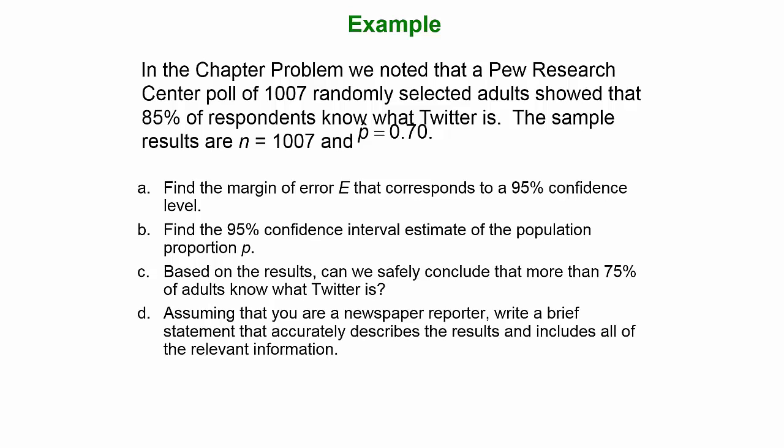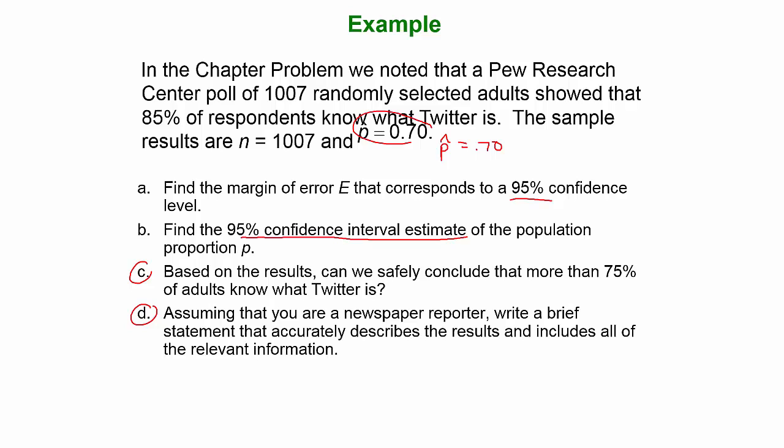Here's our first example. In the chapter problem, we noted that a Pew Research Center poll of 1,007 randomly selected adults showed that 85% of respondents know what Twitter is. The sample results are n equals 1007 and p hat equals 0.70. So we want to first find the margin of error E that corresponds to a 95% confidence level. Then we want to find the 95% confidence interval estimate of the population proportion p. Then we have some follow-up questions.